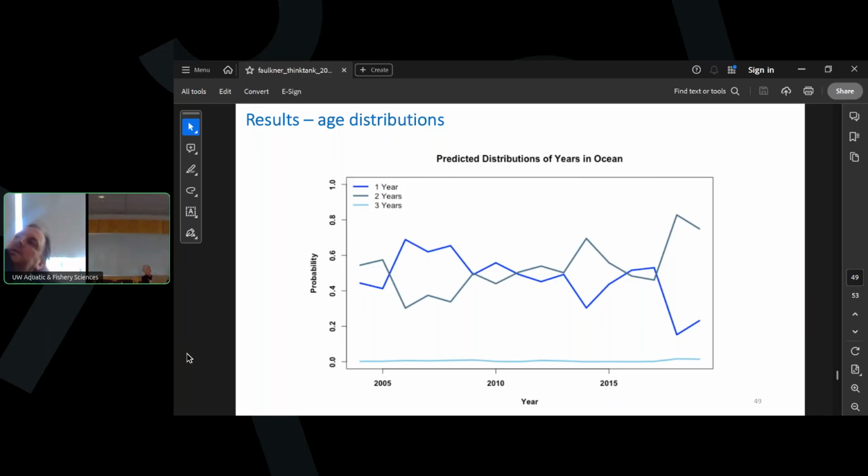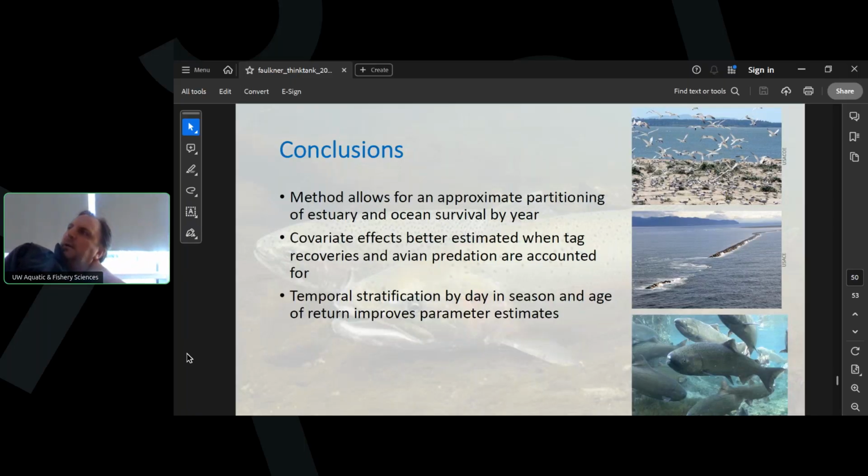And then this is the predicted age distributions. I didn't put uncertainty on here just because it would be messy, but it reflects what the data showed. So a little bit higher probability of staying a little longer in the ocean in recent years. But okay, it does allow an approximate partitioning of estuary and ocean survival, and it gives you a little bit of ability to separate these things out. I think it is an improvement over previous approaches. Just the fact that you're accounting for that bird predation is an improvement.